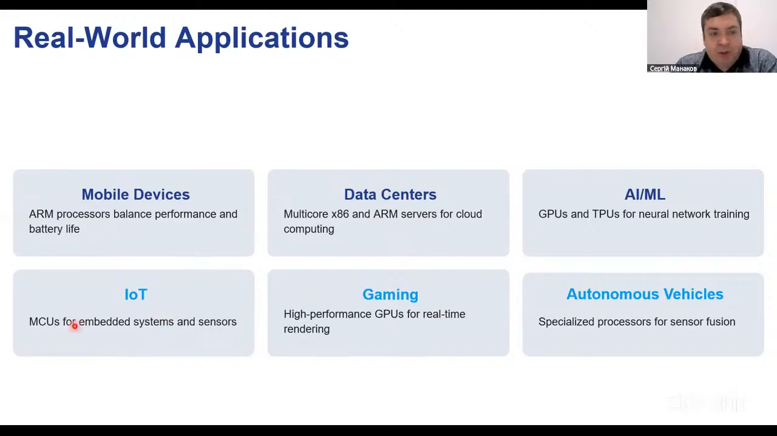For IoT, we use MCUs, microcontrollers, like Arduino, for embedded systems and sensors. For gaming, of course, we need GPUs for real-time rendering. And for autonomous vehicles, we can use specialized processors for sensor fusion, for example.